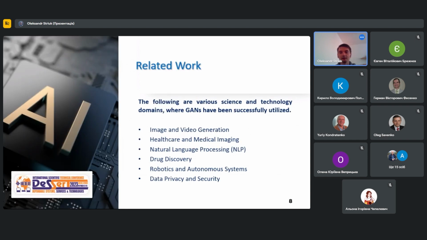Related work. The following are various science and technology domains where GANs have been successfully utilized: image and video generation, healthcare and medical imaging, natural language processing, NLP, drug discovery, robotics and autonomous systems, data privacy and security.